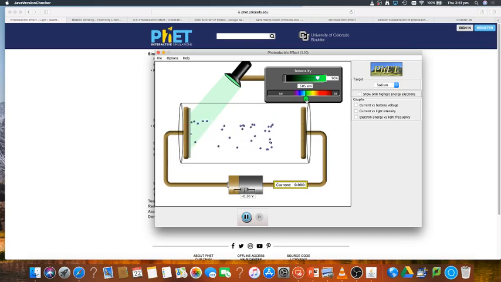Okay, but if we were to increase the frequency, so now we have current happening again. So we need to increase the voltage to stop those. So as you increase the frequency, the electrons have more energy and you require more voltage to stop them from traveling across. All right, now I've actually got some data that was gathered by students at the Melbourne Synchrotron.